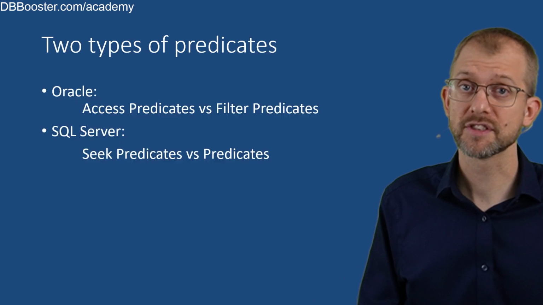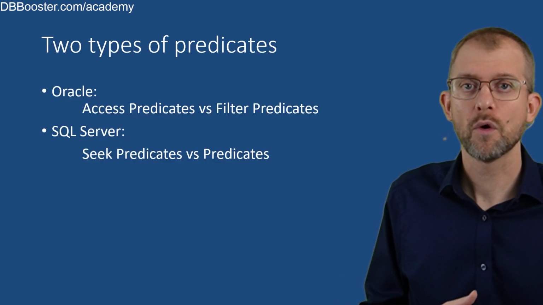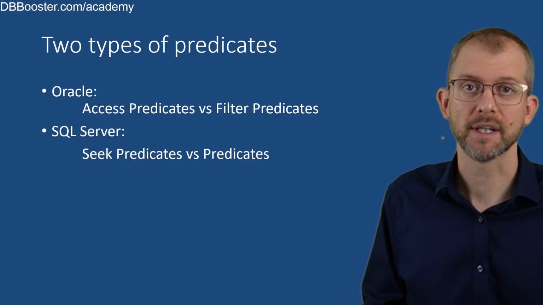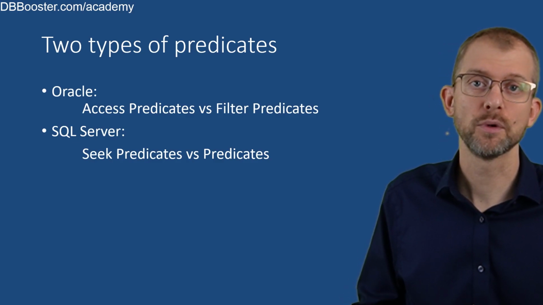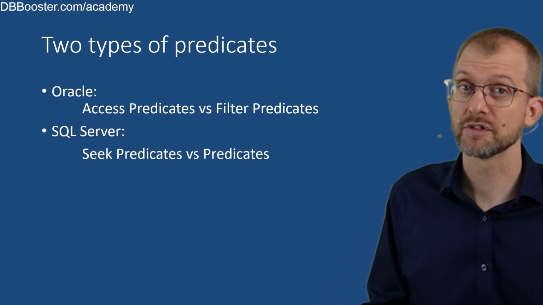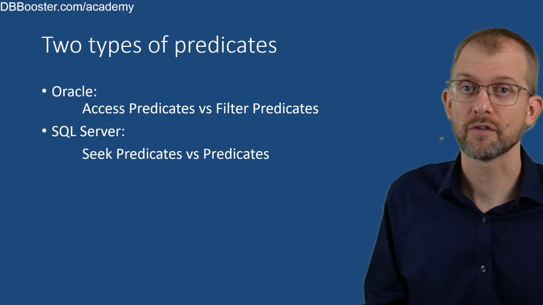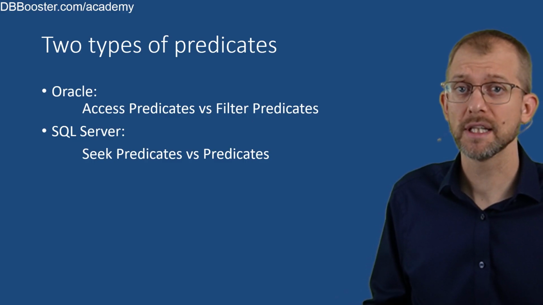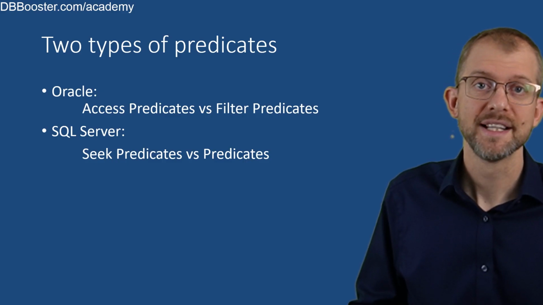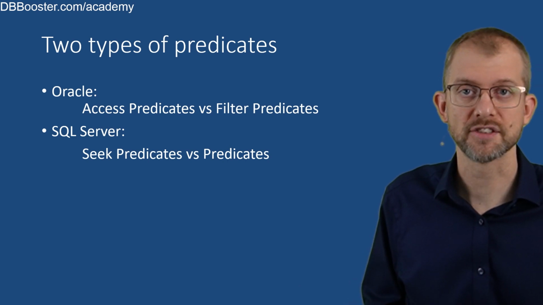Oracle and SQL Server distinguish these conditions. Oracle calls the conditions used for tree traversal access predicates, and the ones used to filter rows filter predicates. SQL Server calls them seek predicates for traversal and simply predicates for filtering. Unfortunately, PostgreSQL does not show you this difference. You just see an index scan with all the conditions listed.